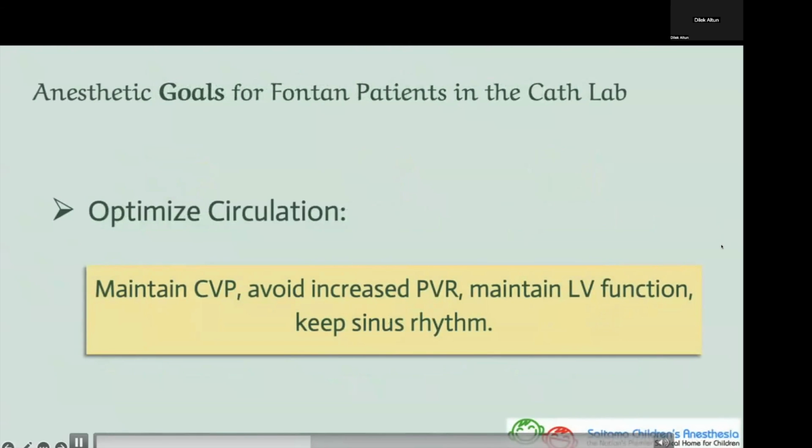Now, let's focus on the anesthetic goals for managing Fontan patients in the Cath Lab. The primary goal is to optimize circulation. We need to maintain adequate CVP to ensure proper blood flow through the pulmonary arteries. It's also essential to avoid increases in pulmonary vascular resistance, as this would significantly reduce pulmonary blood flow. This requires careful control of factors like hypoxia, hypercarbia, and ventilation pressures. Additionally, we must maintain left ventricular function and keep the patient in sinus rhythm, as atrial arrhythmias can severely compromise ventricular filling and overall cardiac output.